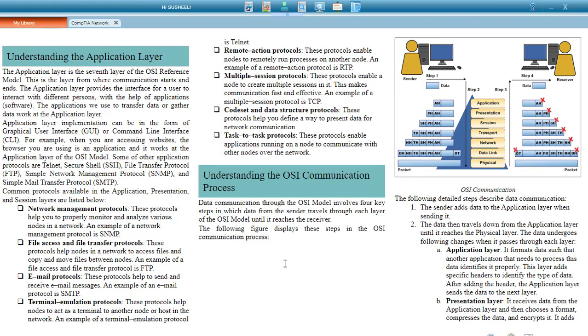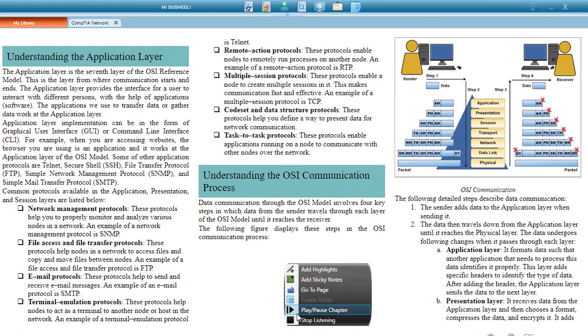Understanding the OSI communication process. Data communication through the OSI model involves four key steps in which data from the sender travels through each layer of the OSI model until it reaches the receiver. The following figure displays these steps in the OSI communication process. OSI communication. The following detailed steps describe data communication.